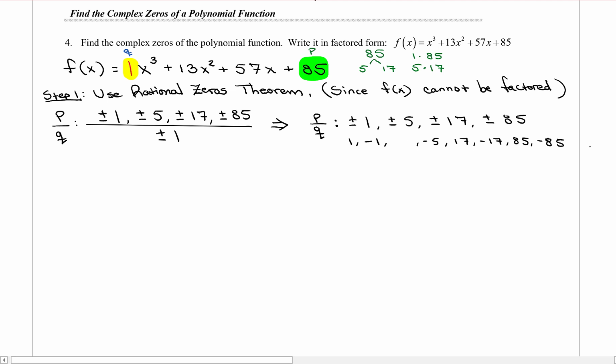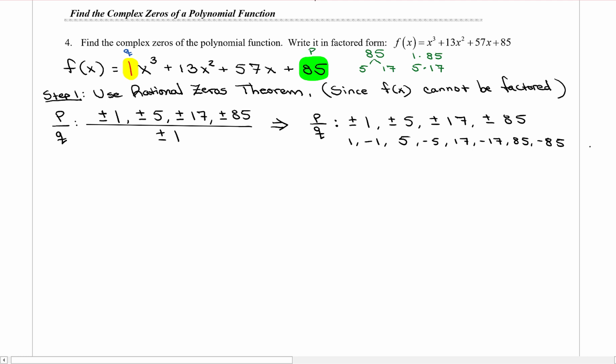Let me just rewrite that 5 as just a 5, because I know someone's going to be thinking, why did you put a plus sign in front of that one and not the 17 and 85? And I don't want people thinking that. I'm trying to be consistent. So now we know that these are all the possibilities for our rational zeros. If there are any rational zeros, they're in this list of possibilities.